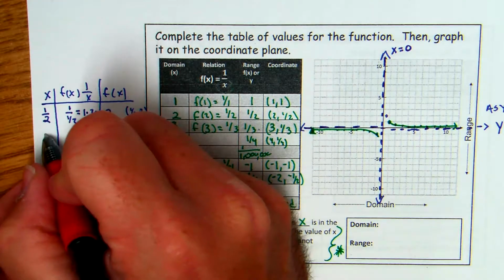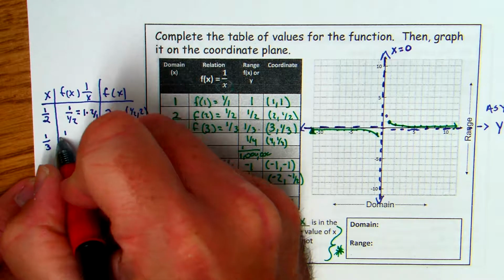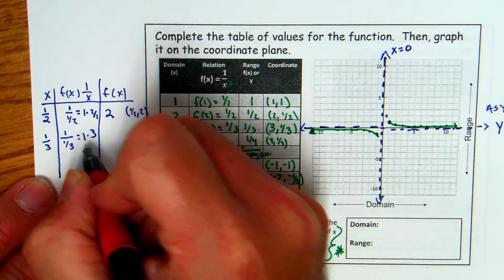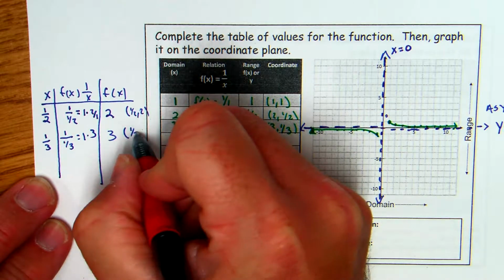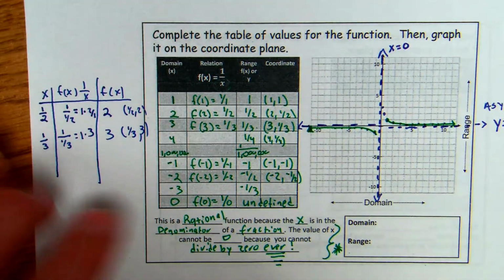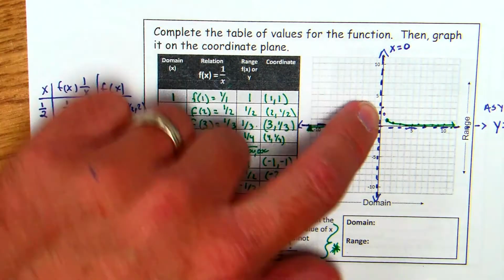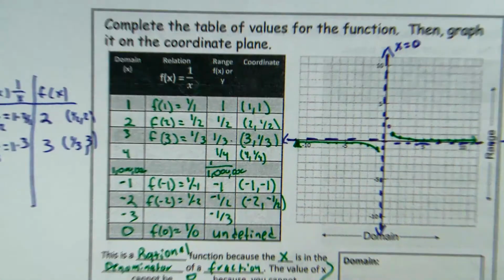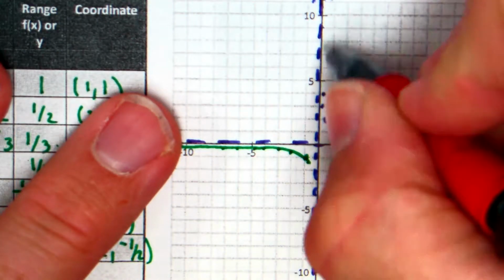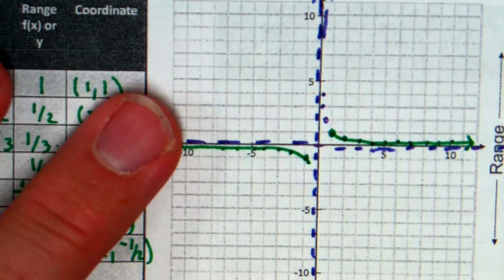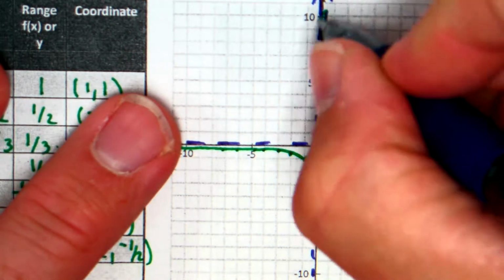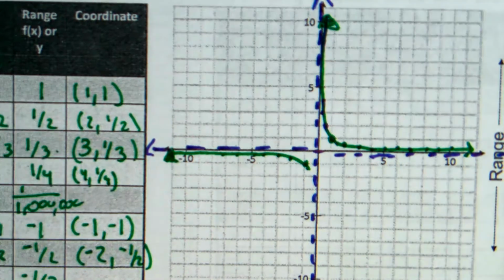If I put in a 1/3, I get 1 over 1/3, which is the same as 1 times the reciprocal, which is 3. And I get 3. Notice what's happening here. My value keeps getting bigger and bigger. A 1/2 gave me a 2. A 1/3 gave me a 3. A 1/4 would give me a 4, and so on. Your graph, I'm going to switch back to green, your graph continually approaches this line without ever crossing it.